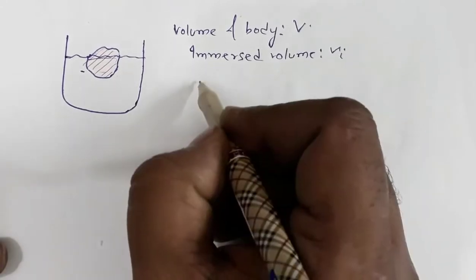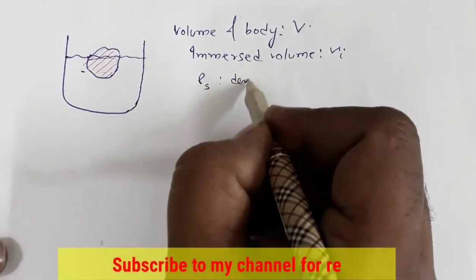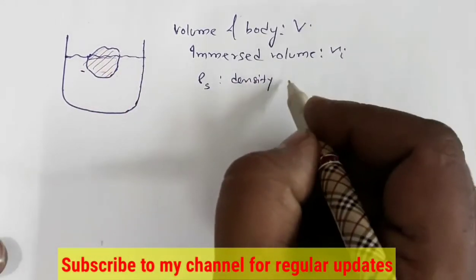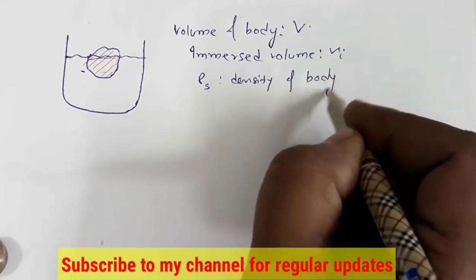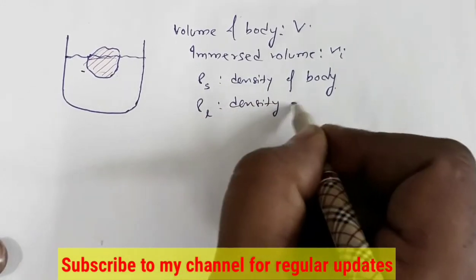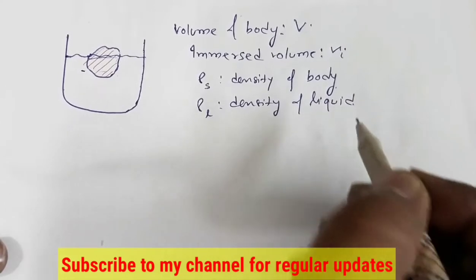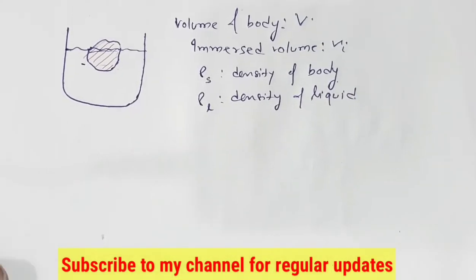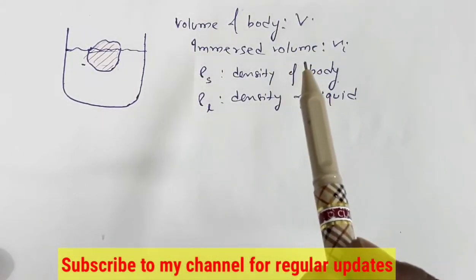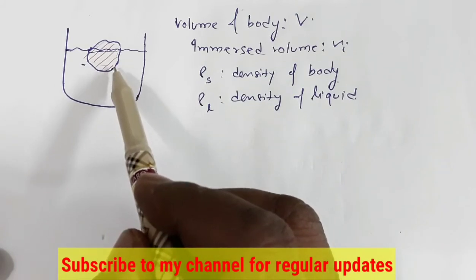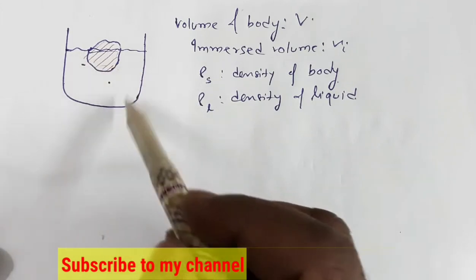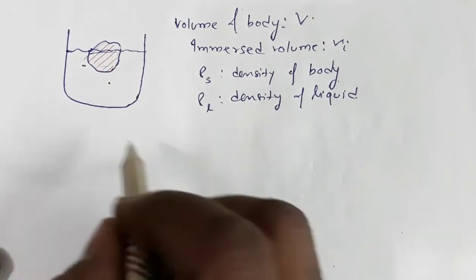Now say rho S is the density of the body, S for solid. So this is a solid body immersed in a liquid. So rho S is the density of the body, and rho L is the density of the liquid. Now the principle states that the upward force exerted by the fluid on the body is equal to the weight of the displaced volume of the fluid.